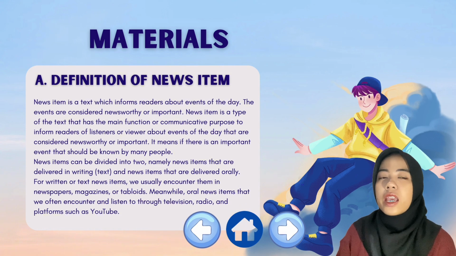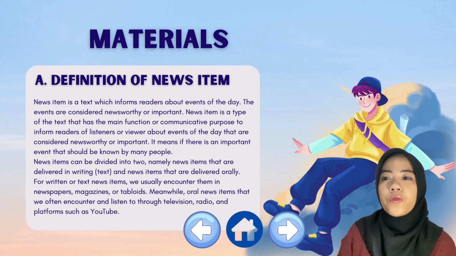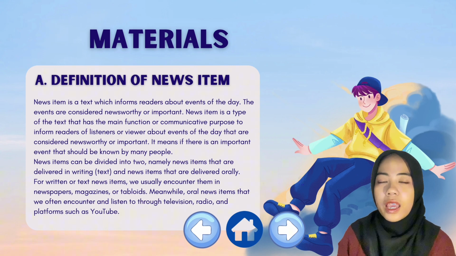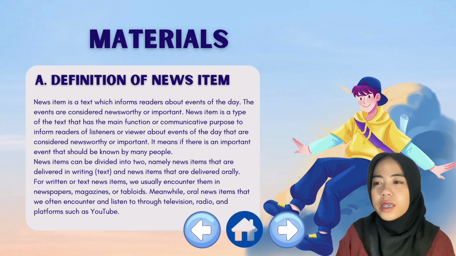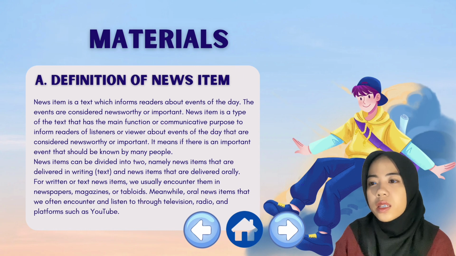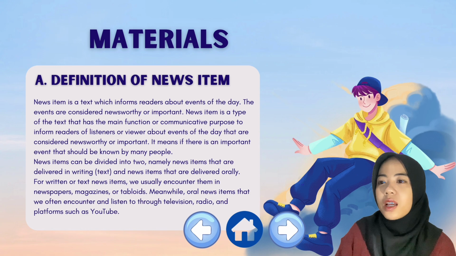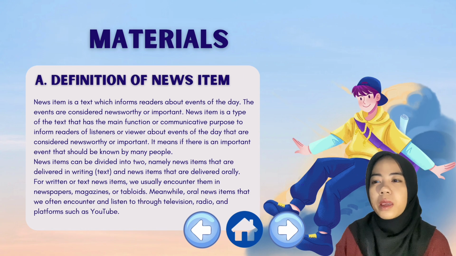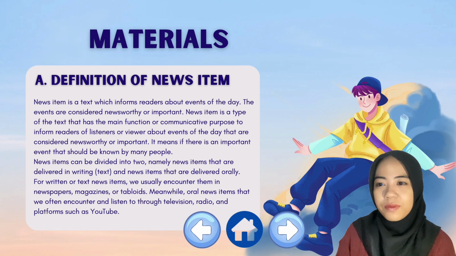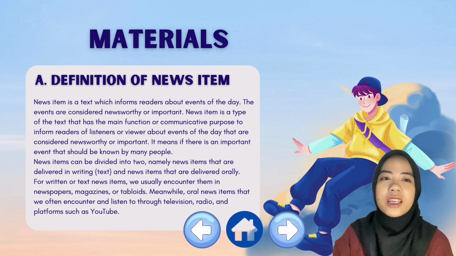So, a news item is a type of text that provides information about important events happening around us. This event can be local or national or international. Now, let me ask you this. What is the last piece of news you heard or read? Maybe something about sport or politics or maybe a new movie release. Take a moment to think about it.